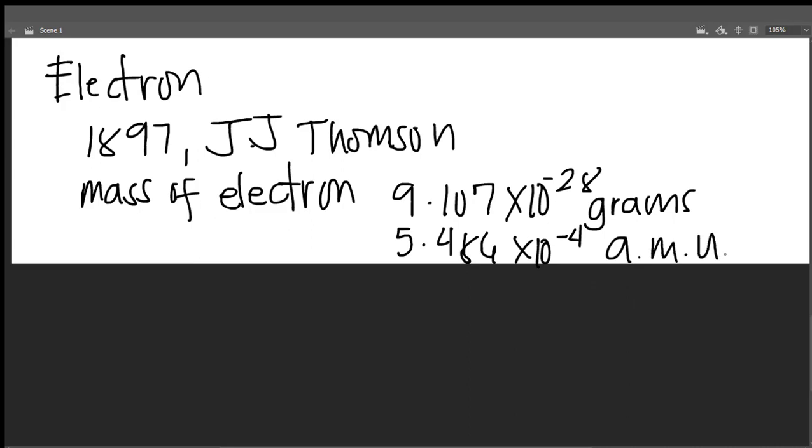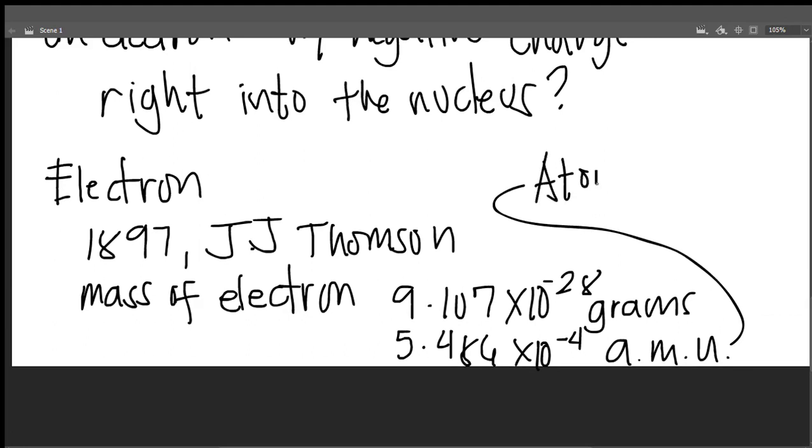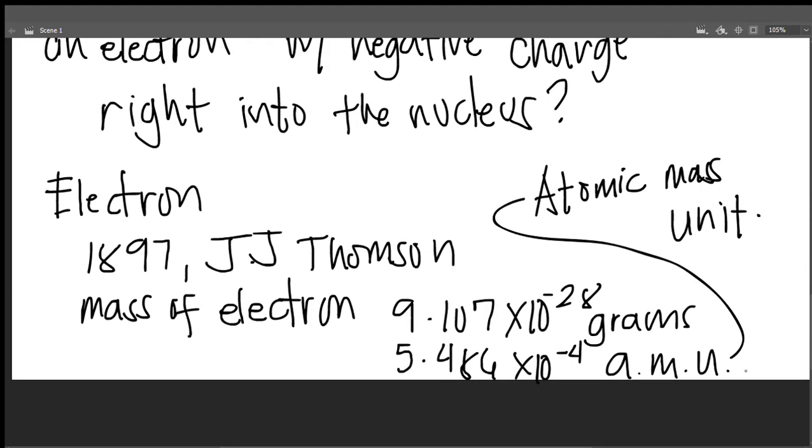So you might ask me, what is AMU, an acronym? The meaning for AMU is atomic mass unit. Let's write it here. Atomic mass unit. Okay, so we have the meaning of its acronym. Let us move now to the next.